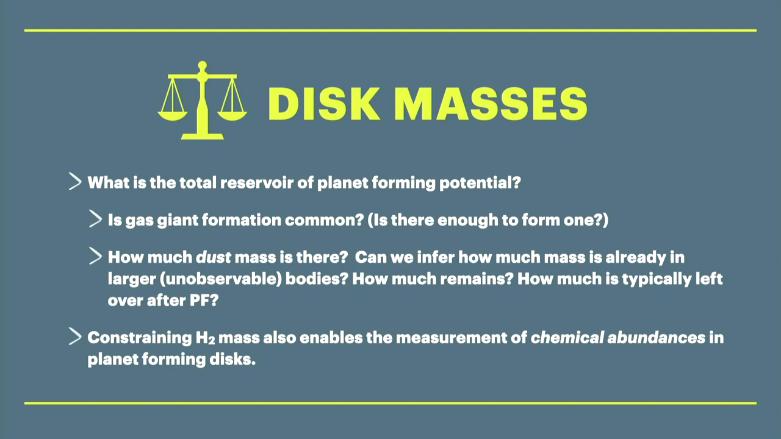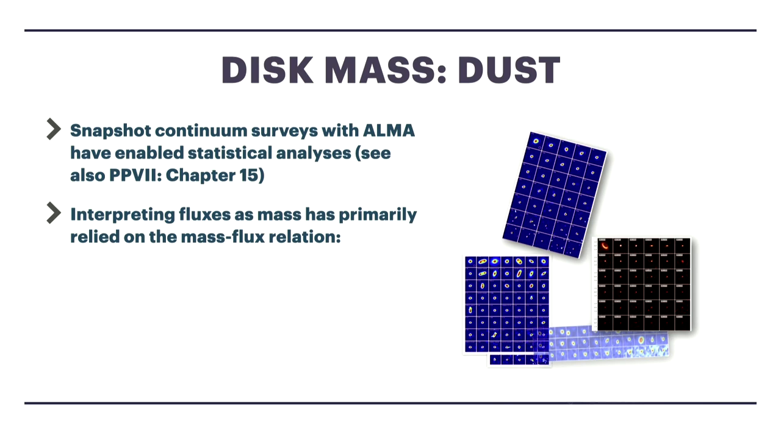Also, if you care more about the composition of disks and how that gets incorporated into the chemical structure of planets, you'd also want to know something about the H2 mass to actually measure an accurate chemical abundance, because we normalize every molecular measurement to total disk mass, or if it's a column density, to the local column density. But you need to know something about that really important denominator to start to actually put this sort of information into models of planetary structure, right? So the next talk is going to go into this in detail.